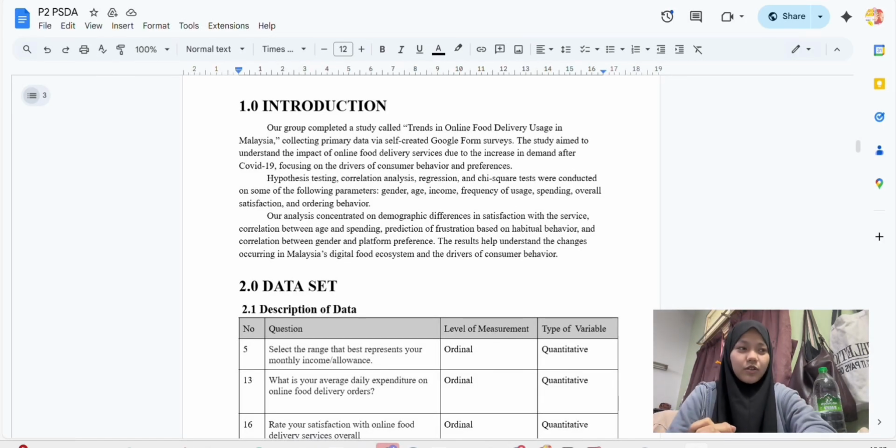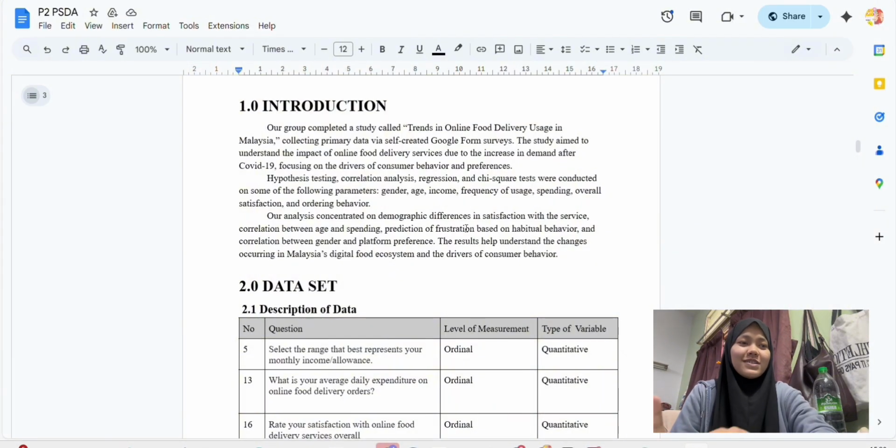So today our group will present our statistical analysis project titled Trend in Online Food Delivery Usage in Malaysia. We conducted a survey using a self-created Google Form to explore how people in Malaysia use online food delivery services, especially after the COVID-19 pandemic. Our aim was to understand what influenced consumer preference, satisfaction level, and spending behavior.